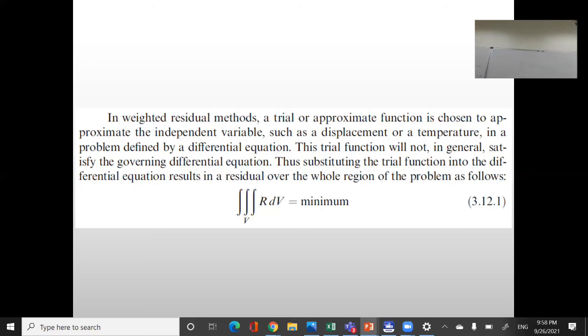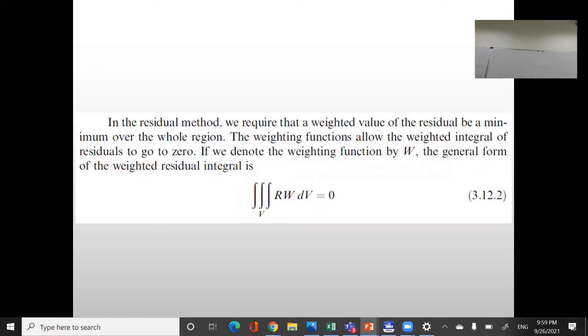You take the differential equation with the approximate solution, which we call the residual, and you integrate over the volume. And you want to minimize it, equal to a minimum. So you just take this differential equation, integrate, put dV, and this should be equal to a minimum over the volume from 0 to V. Now, can we make this minimum equal to 0? Like here, can we make it equal to 0? Yes, we can make it equal to 0 by multiplying by W. You see?